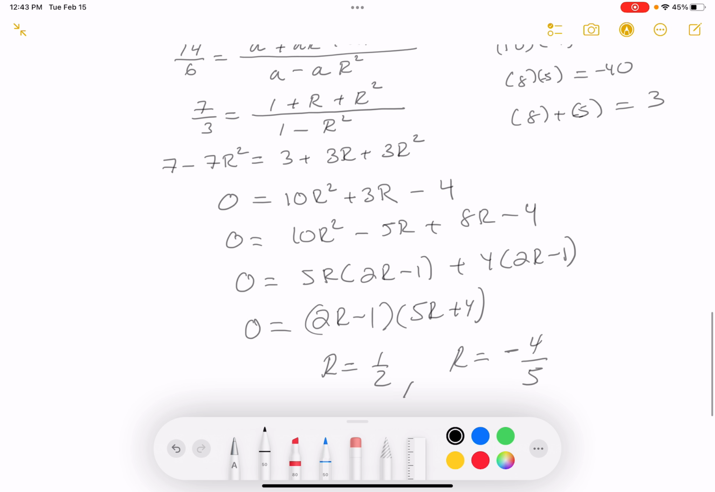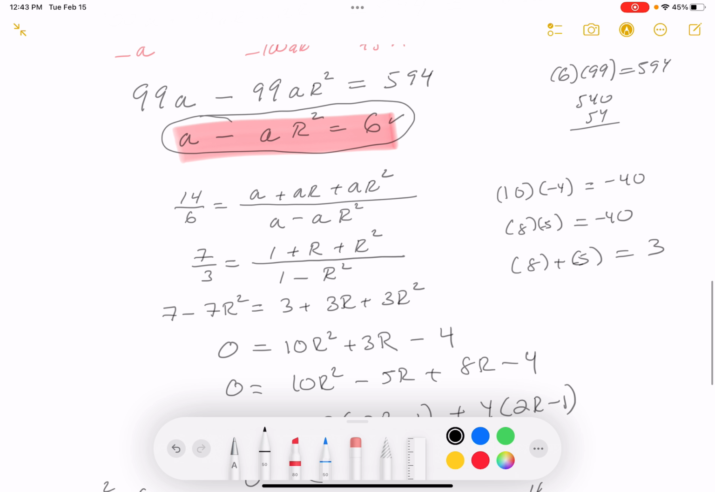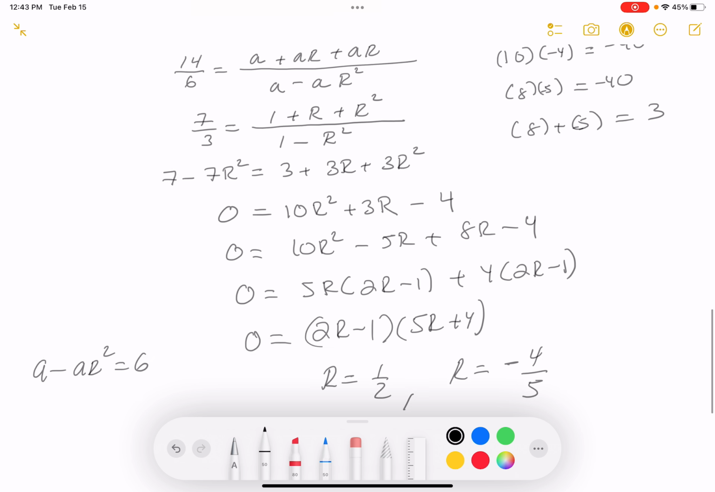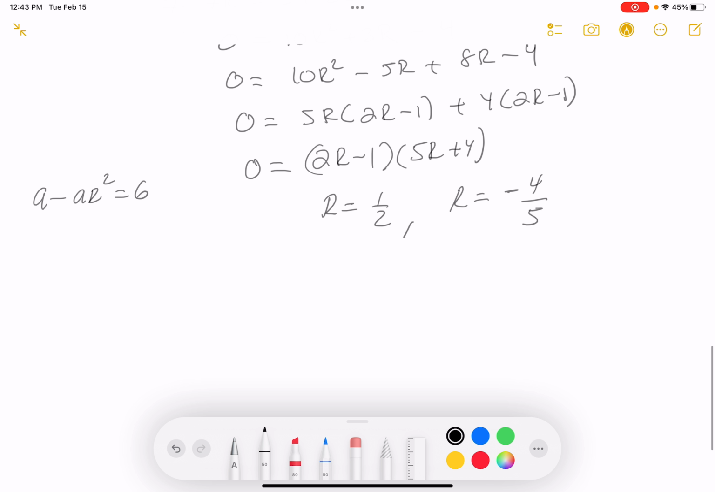So A minus AR squared, I'll write this on the side, is equal to 6. A minus AR squared equals, and someone says, why'd you choose that one? It's easier than the other one for me. That's why. That's the only reason why. Let's take a look at this. So let's do this first. What would you go here? A, I don't know what A is, minus, that would be what? A over 4. And that equals 6.